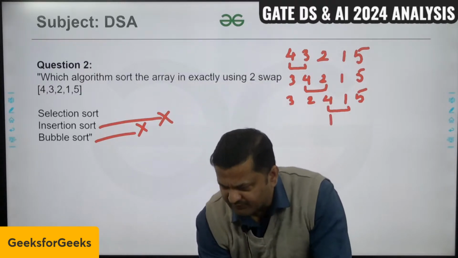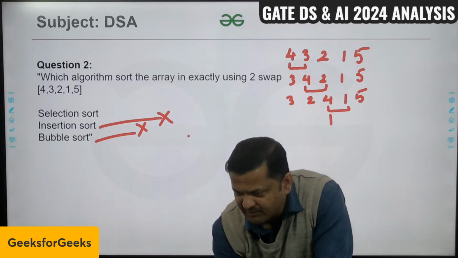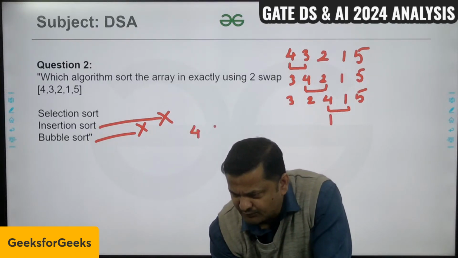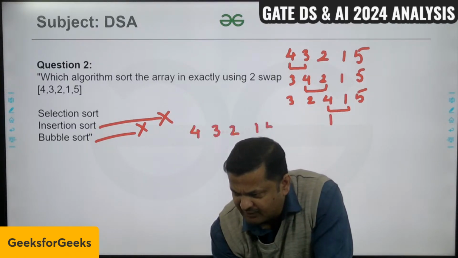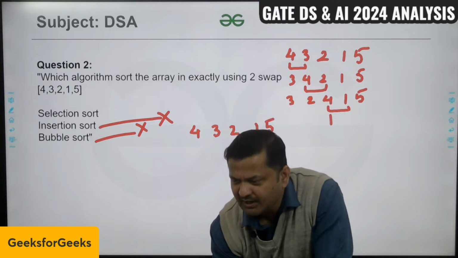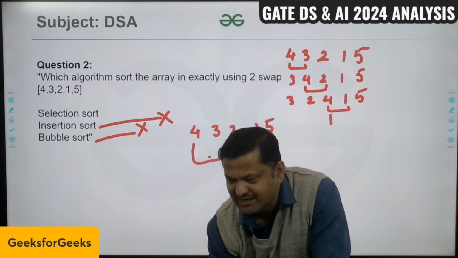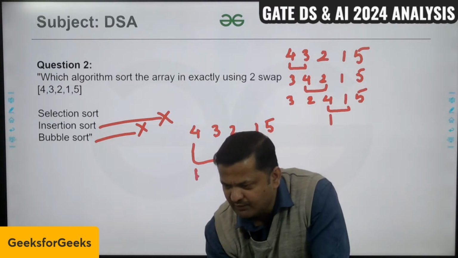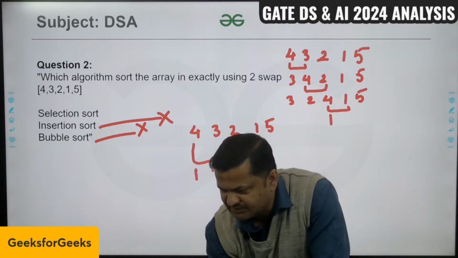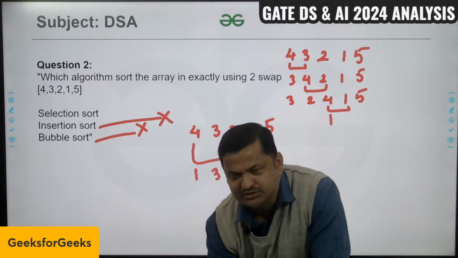Okay, so what we have to do is find the minimum. From this particular sequence 4 3 2 1 and 5, 1 is the minimum and that is supposed to be swapped with the 4 because that is the first position. So 1 will acquire the position at this place, then 3 2 and 4. After this swap, this will be the sequence, and then we have to find the second minimum.